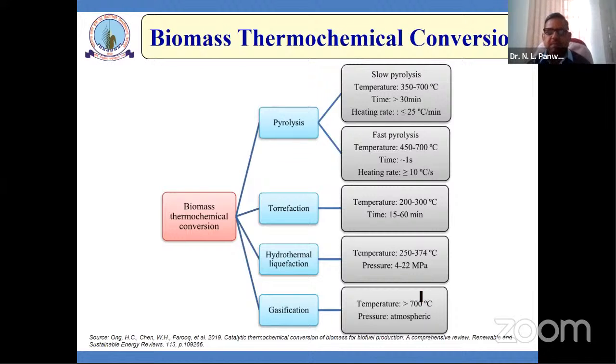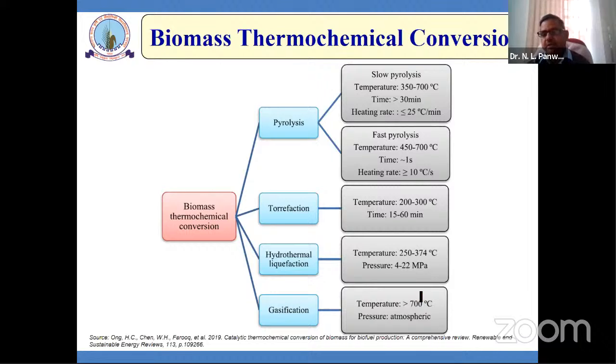So through the thermochemical conversion process, if you go for the pyrolysis process, it is slow pyrolysis, in the range of 350 to 700 degrees Celsius for a longer period, greater than 30 minutes, with a low heating rate in degrees Celsius per minute. Then we are getting the solid fuel, which is your biochar or your charcoal.